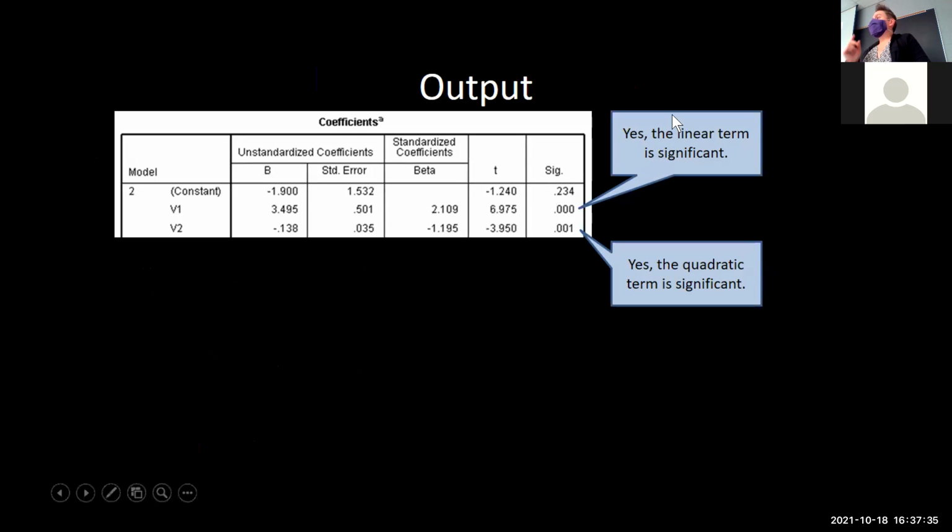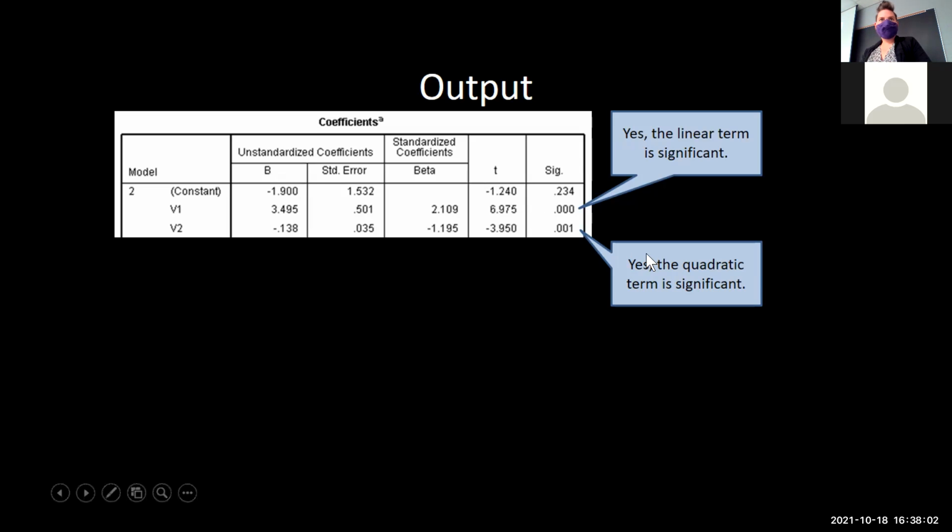Here I have done it in a regression model. Remember, what we do is we put in both the original linear term and then we put in the square of itself, the quadratic term. So I get a constant, just as I did before. I get a coefficient associated with the linear term and a coefficient associated with the quadratic term, the squared term. This here tells me that the linear term is significant, and this here tells me that the quadratic term is significant.